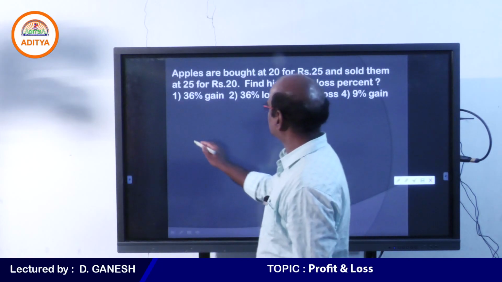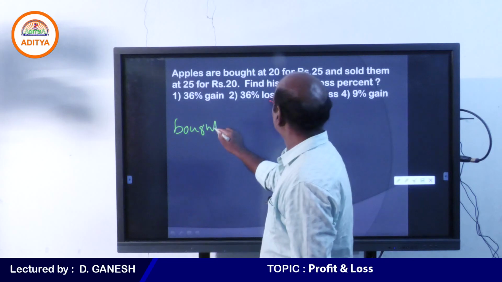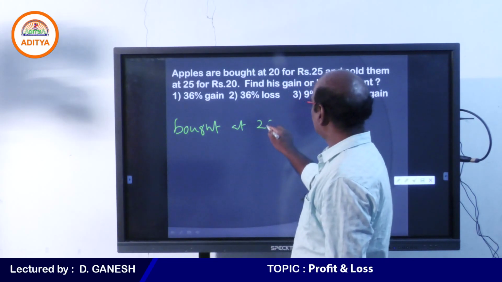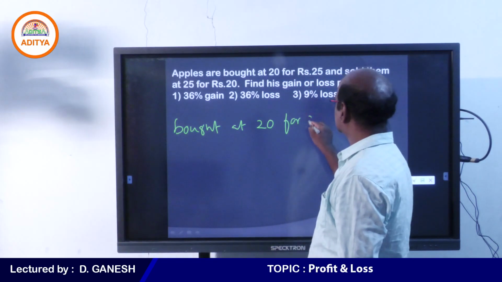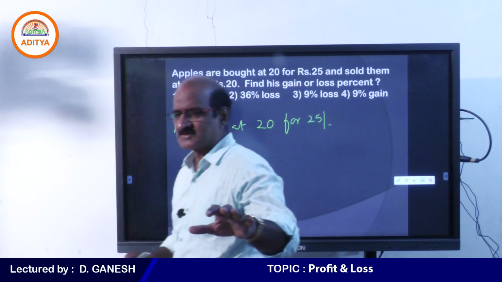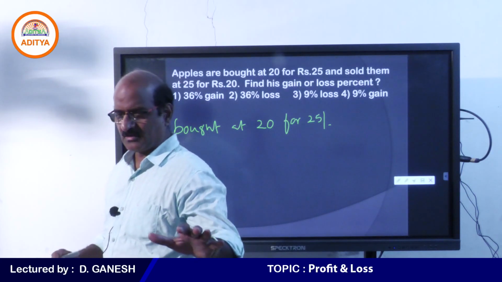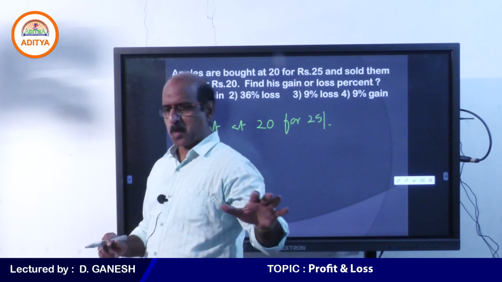Student, tell me how apples are bought. Apples are bought at 20 for 25 rupees. He bought it for 25 rupees. What is the angle between the clock hands when the time is 6:30?